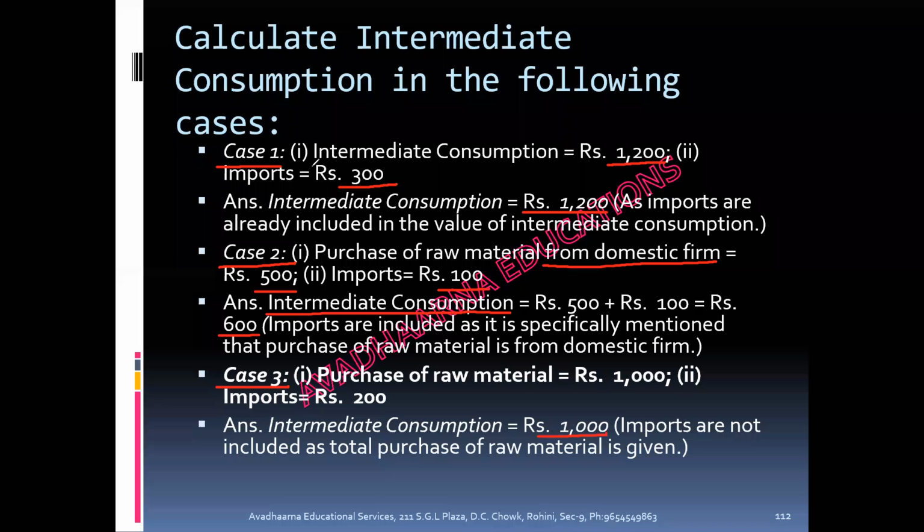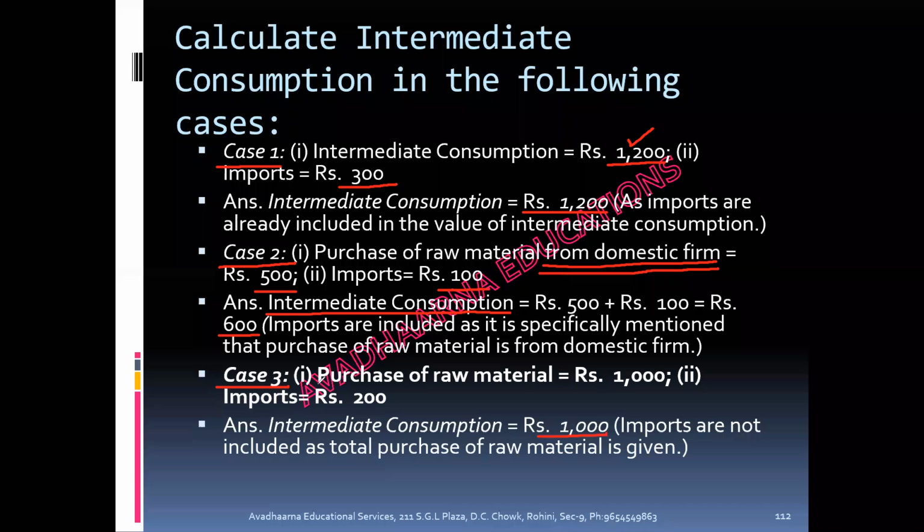देखिए फर्स्ट केस में दोबारा रिपीट कर रही हूँ. फर्स्ट केस में इंटरमीडिएट कंजम्पशन 1200 दिया हुआ है, इंपोर्ट 300 दिया हुआ है, तो वी आर गोइंग टू कंसिडर द वैल्यू ऑफ 1200 बिकॉज इंटरमीडिएट कंजम्पशन में इंपोर्ट्स 300 इंक्लूडेड होंगी. सेकेंड केस में परचेज ऑफ रॉ मटेरियल फ्रॉम डोमेस्टिक फर्म स्पेसिफिकली दिया हुआ है, यानी कि ये जो परचेज रॉ मटेरियल का ये हमारी डोमेस्टिक फर्म से ही है, तो ऑब्वियसली इंपोर्ट्स आर गोइंग टू बी कंसिडर्ड व्हाइल कैलकुलेटिंग इंटरमीडिएट कंजम्पशन. सो टोटल इंटरमीडिएट कंजम्पशन विल बी ₹600 इन दिस केस.